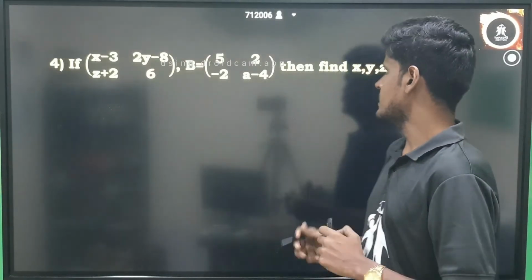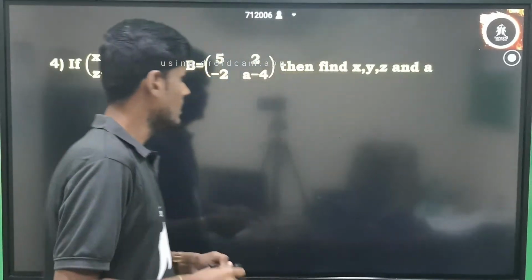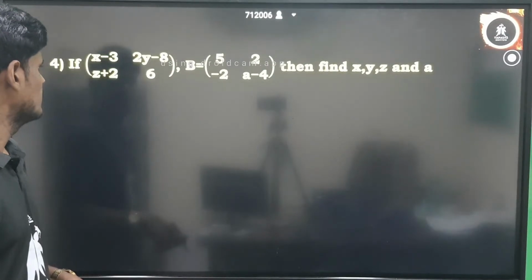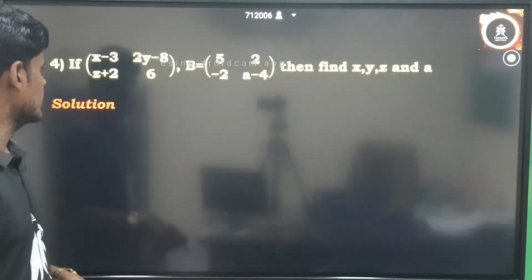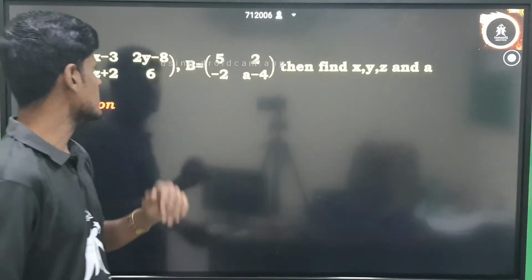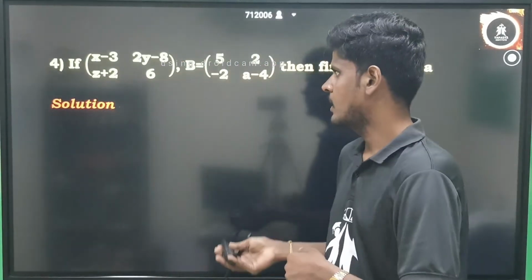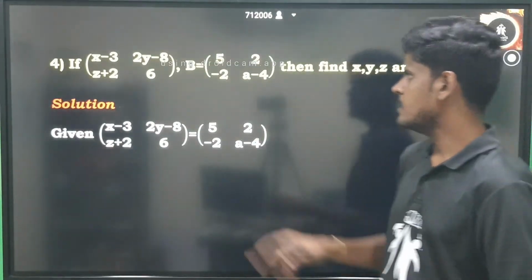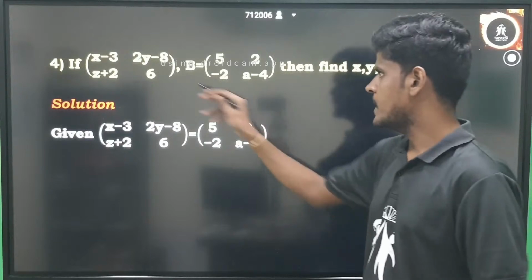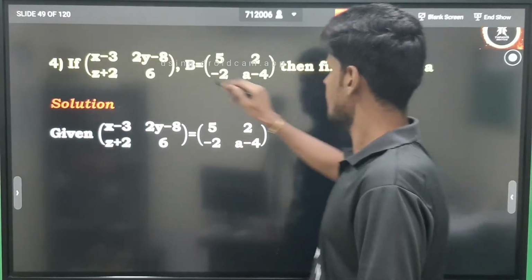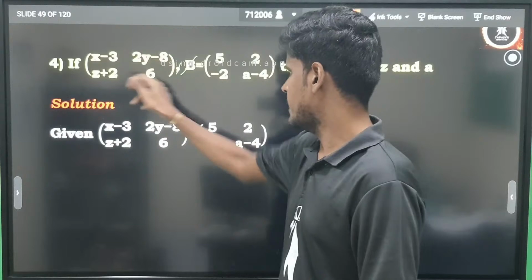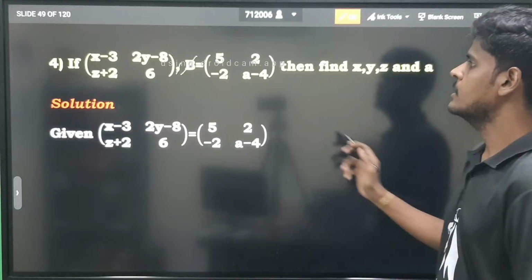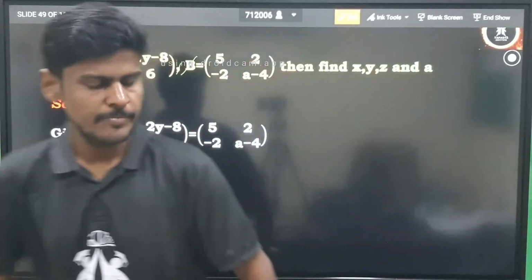Next, if two matrices are given, find x, y, z and a. I think the question is incomplete. Actually, let's take these two matrices as equal. Yes, these two matrices are equal. Given that this matrix is equal to the matrix 5, 2, minus 2, a minus 4, we need to find all the values x, y, z as well as a.